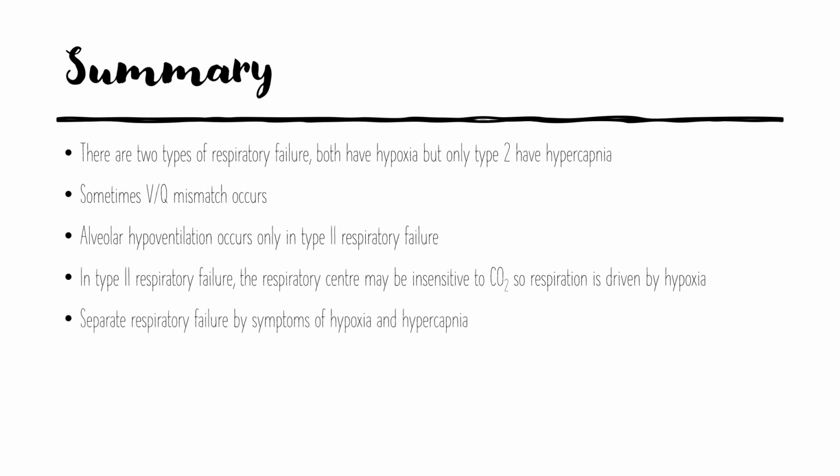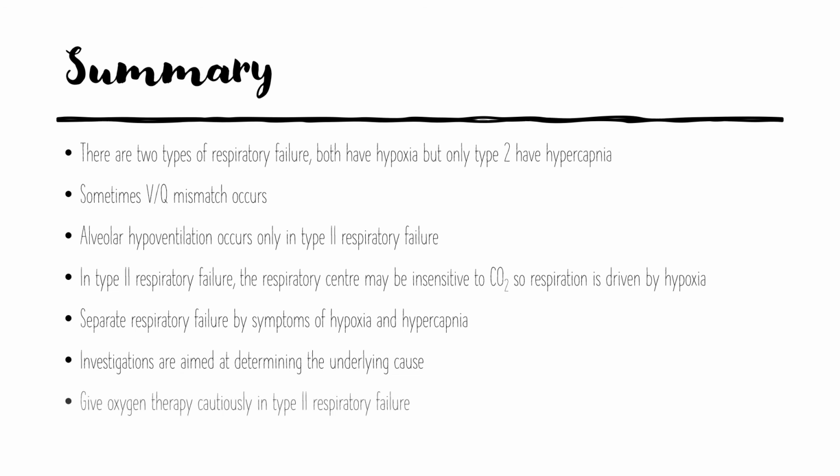Obviously, type 1 will only present with symptoms of hypoxia, so that's things like confusion, central cyanosis, and then the longer standing symptoms like polycythemia. But type 2 has mixed symptoms of hypoxia and hypercapnia, so that's things like headache, tachycardia, etc. When we do investigations, we're actually looking at the underlying cause to treat. And lastly, oxygen is a drug, and we should be especially careful when giving it in type 2 respiratory failure, so as not to diminish the respiratory drive any further.